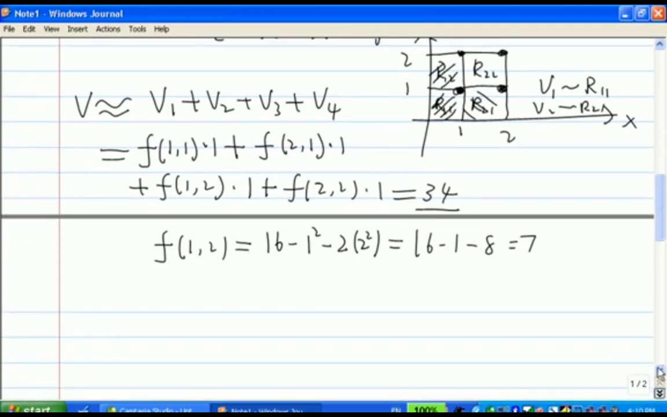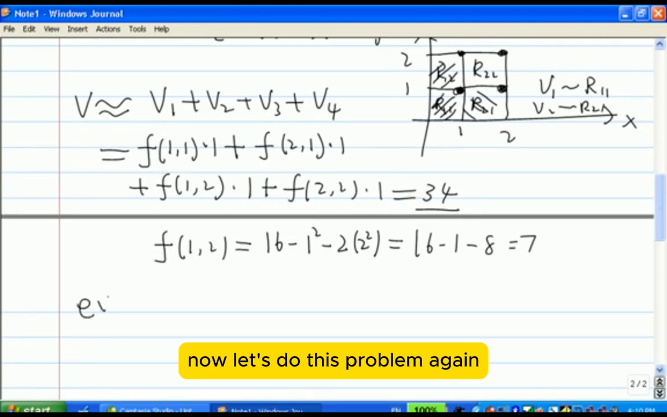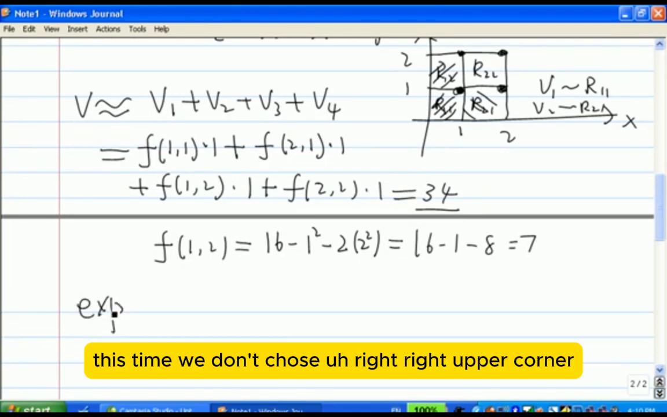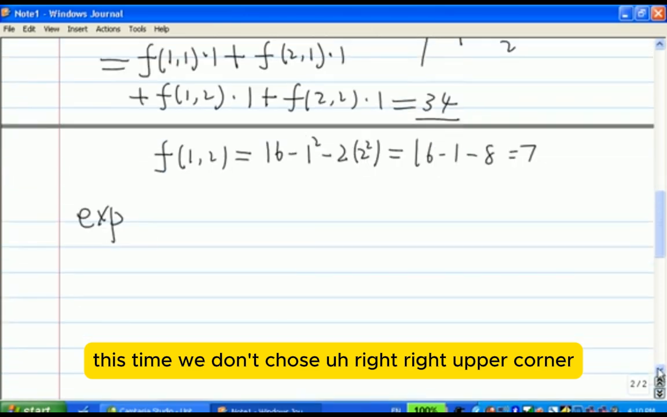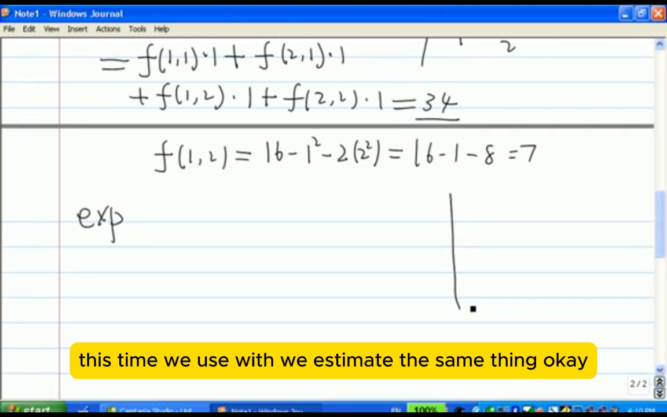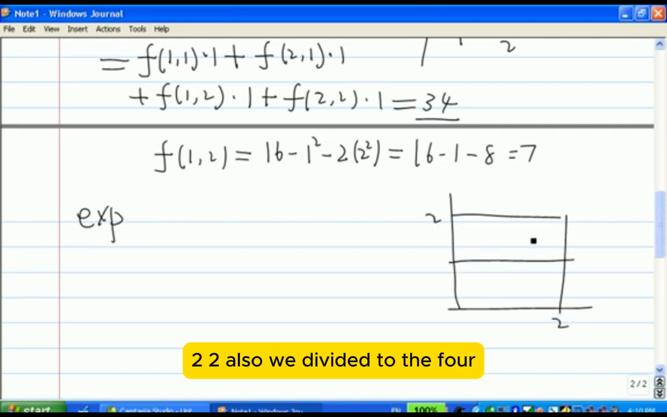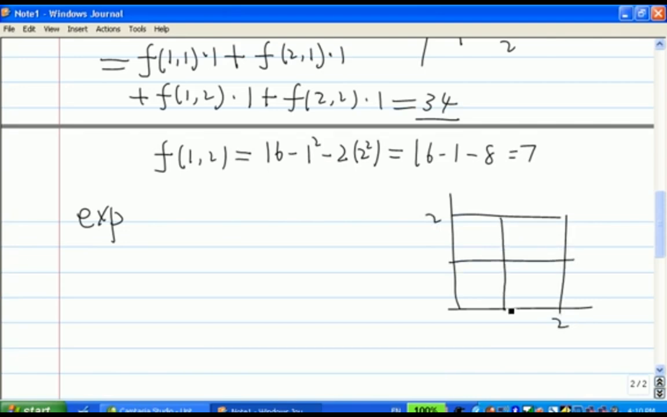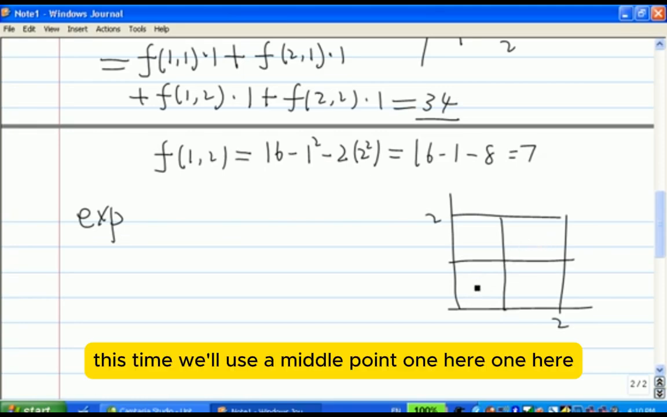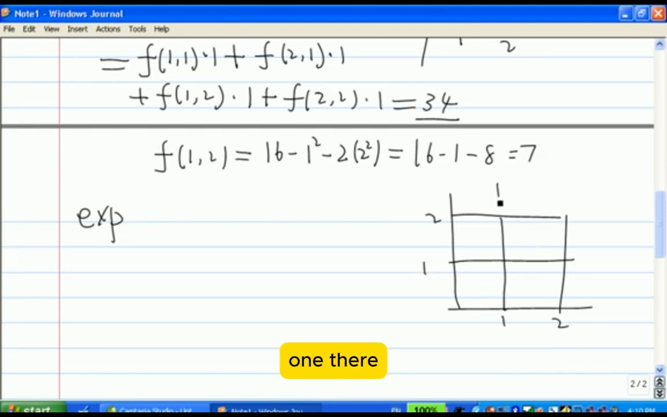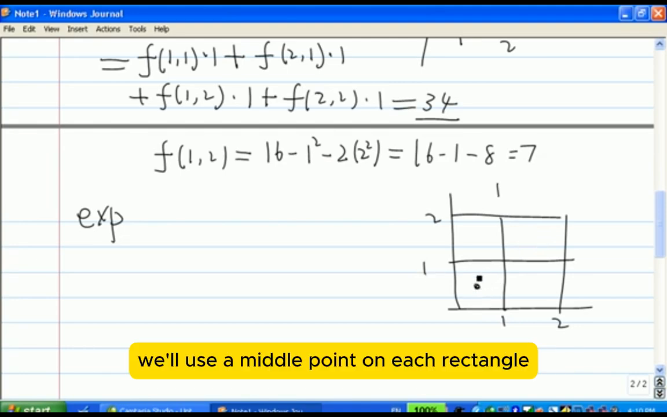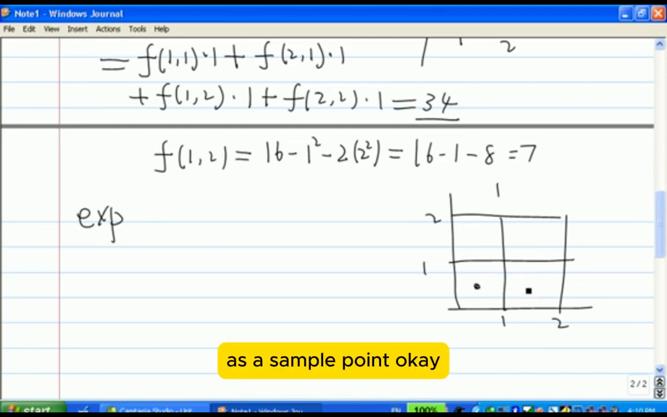Now, let's do this problem again. Same thing, but this time we don't choose the upper right corner. We estimate the same thing over 0 to 2 by 0 to 2, also divided into 4 squares, but this time we use the middle point. One here, one here, one there. We use the middle point of each rectangle as the sample point. Let's call these 1, 2, 3, 4.